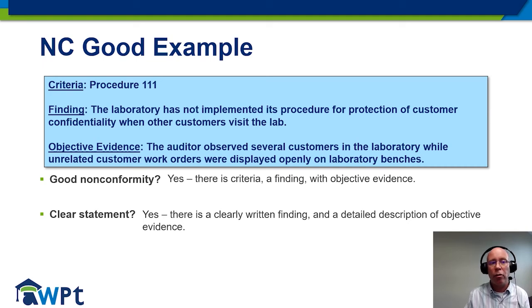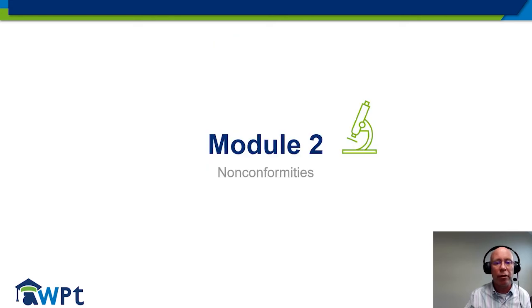Otherwise, it would be conformant, and it would show up in a checklist accordingly. All right, now let's step into Module 2.